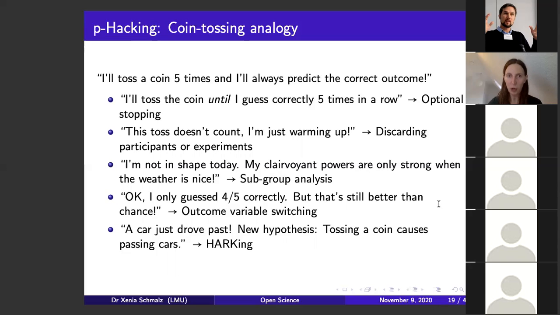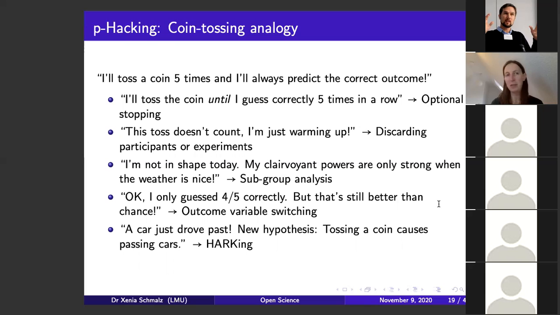With tossing a coin, of course, if I say I can predict the outcome of a coin toss, and I toss the coin and I indeed guess correctly, I have a 50% chance of doing that. So I will sometimes be right, I will sometimes be wrong. This is just something that all of you are, I'm sure, familiar with. So let's say I make a very bold claim and I will say that I have some clairvoyant powers. I can predict the future. And if I toss a coin 5 times, I will always predict the correct outcome.